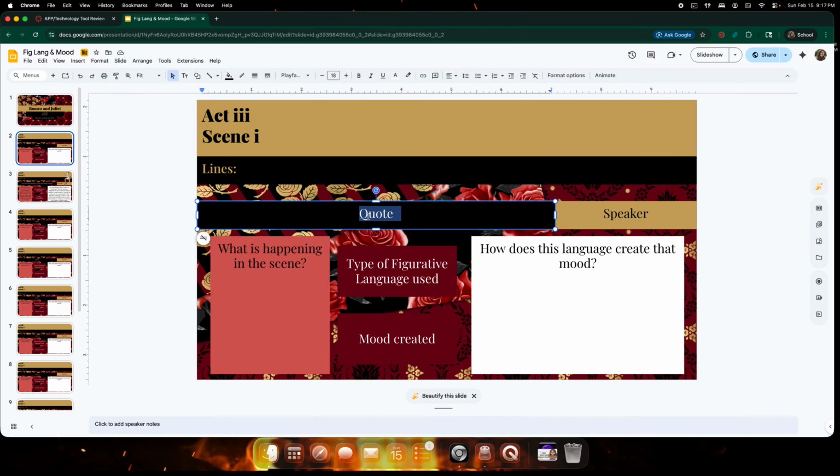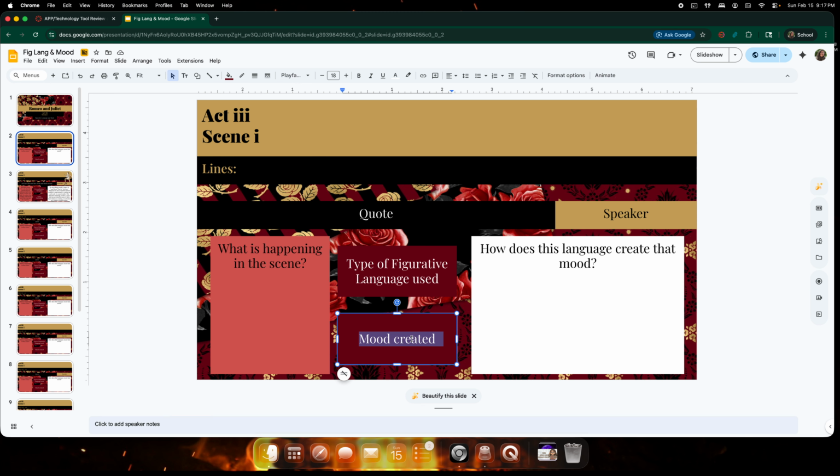So you'll type your quote here in this box. You'll identify your speaker. You'll tell me the type of figurative language being used. So like I said, there's going to be more than just metaphors, more than just similes. We're going to see a wide range of figurative language. You need to identify it, and you need to tell me what is the mood that you see in that scene, in that particular section of the scene.